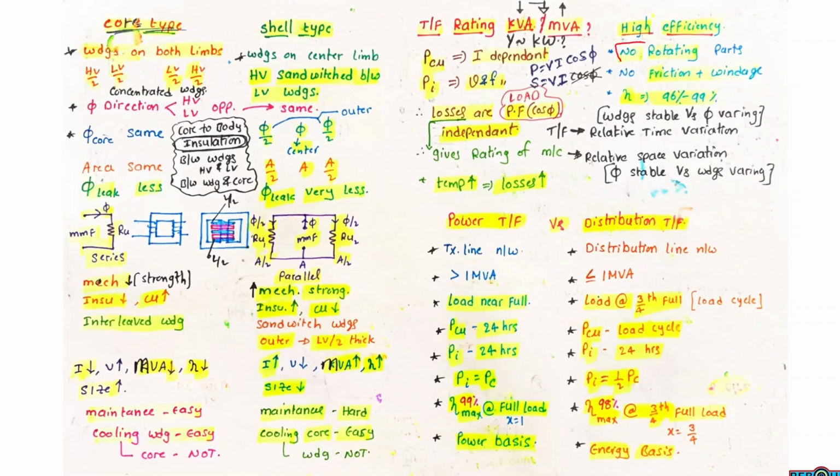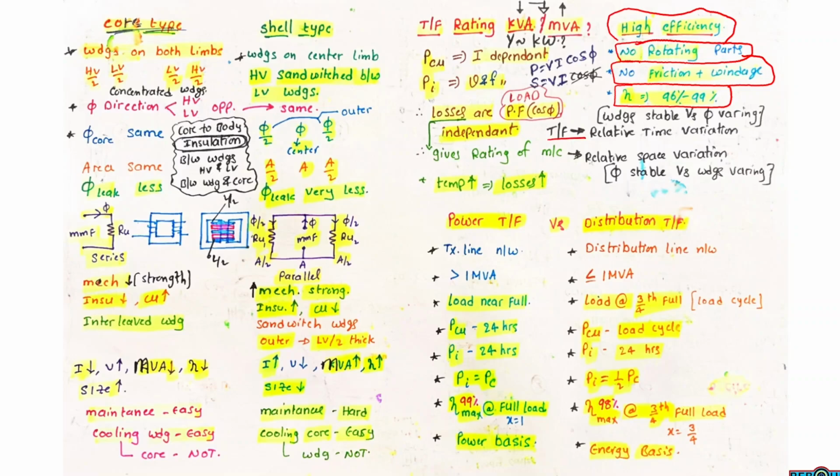Transformers are static machines, so there are no rotating parts. Friction and windage losses are negligible. For that reason only, these machines have the highest efficiency. Efficiency can vary from 96 to 99%. So these are high efficiency machines.